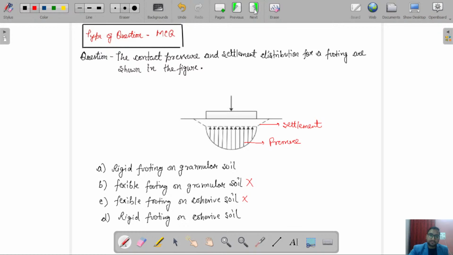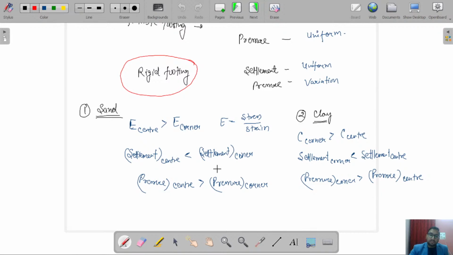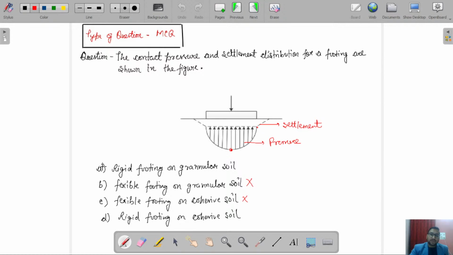Now the pressure distribution, the pressure is more at center and less at corners. So pressure at center is greater than pressure at corner. It means it will be sand. So it is a rigid footing on sand. So a rigid footing on granular soil.